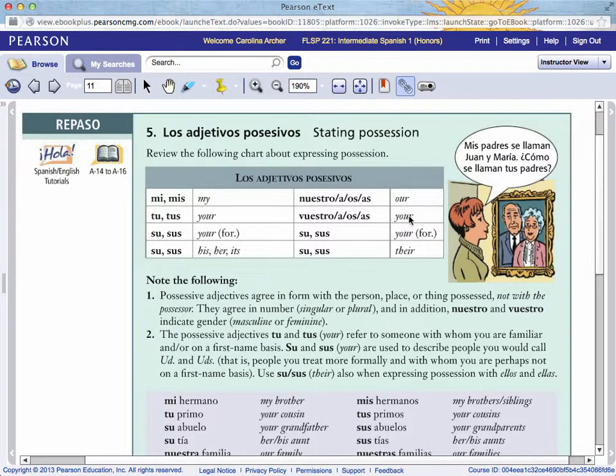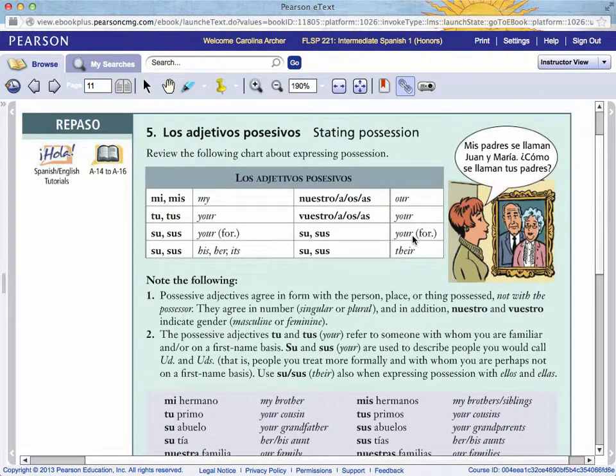This is the your, for the vosotros form, and I really don't want to put a whole lot of emphasis on the vosotros form. So when we work with verbs, we're not going to use the vosotros form. You just need to know that that form is used in Spain only. You're not going to hear it in any other place in the Spanish-speaking world.